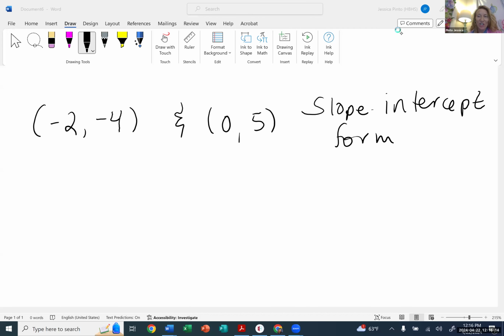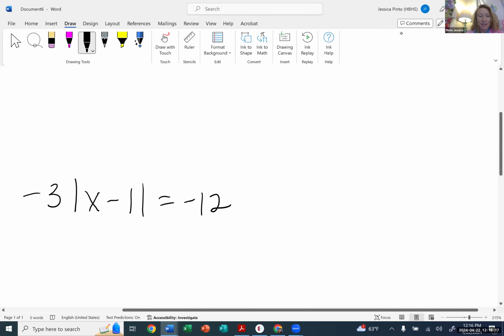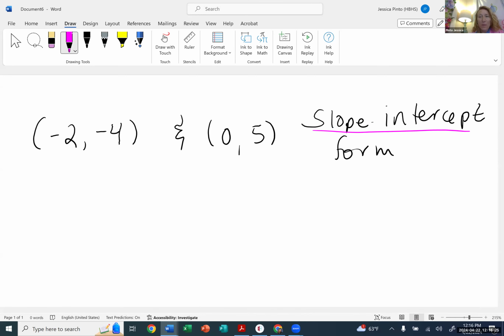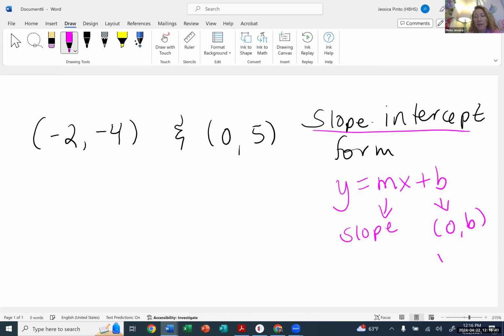For these two questions, this one and this one, let's see what to do. If I want to write an equation in slope-intercept form, we want to remember what form that is. In the past, I had asked for standard form, but as a reminder, slope-intercept form is y equals mx plus b, where m is the slope and b is the coordinate 0, b, also known as the y-intercept.